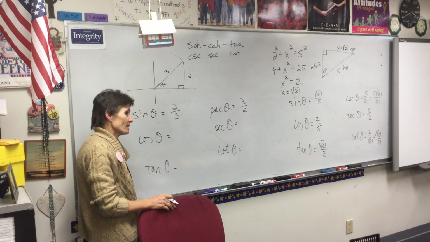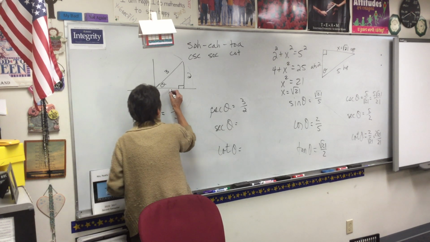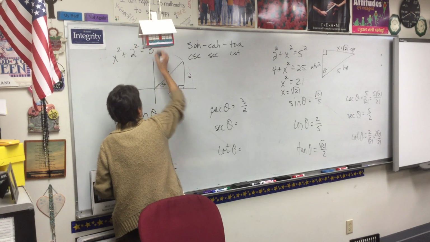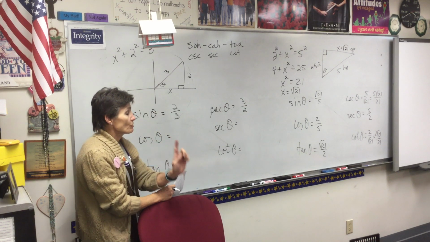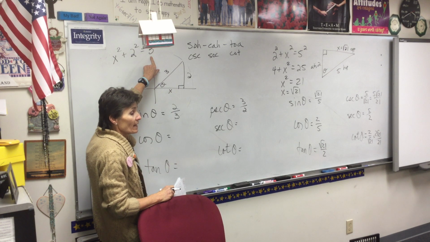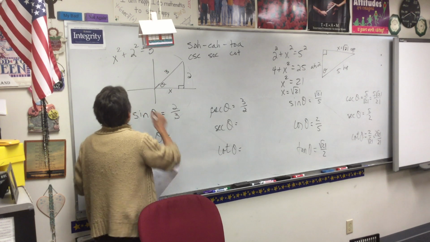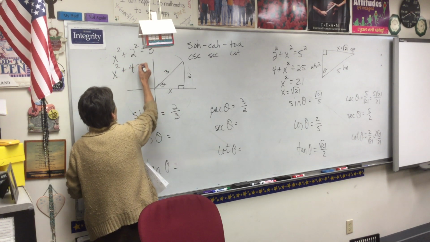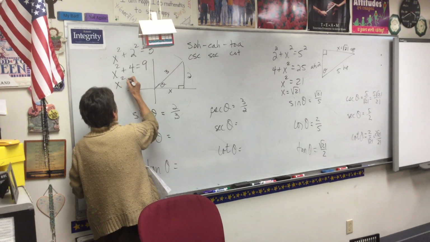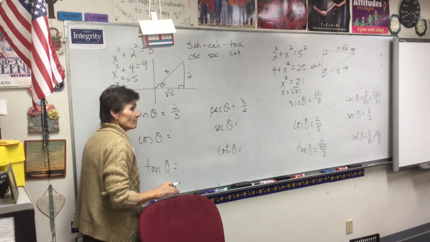Okay, I'm going to do the Pythagorean Theorem. Be careful. X squared plus 2 squared equals 3 squared. Make sure you're setting it up that way, because the hypotenuse is the one that has to be over here by itself, right? So here we go. X squared plus 4 equals 9. So x squared equals 5, and x equals the square root of 5.